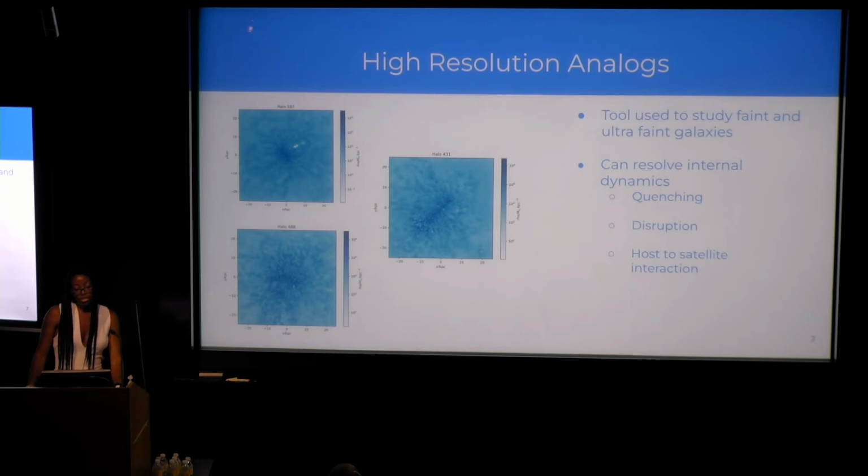And so high-resolution analogs are very handy because they're a tool used to study faint and ultra-faint galaxies, as mentioned earlier, and they can resolve internal dynamics going on within the galaxies. So quenching, distributions, and any different host to satellite interactions going on. So maybe there are different gravitational interactions going on. And looking at the zooms, we can basically study that deeper than we could using Romulus.